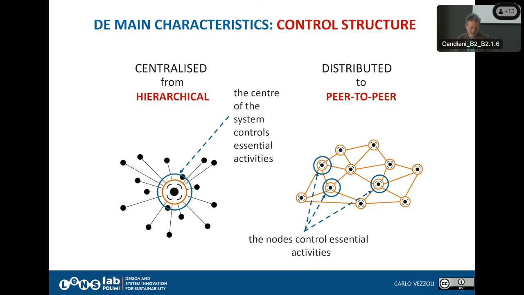Nevertheless, we move from a hierarchical control structure to a peer-to-peer one, where the nodes, meaning me having the solar panel on the roof of my house, can control this, or if I'm harvesting water, collecting it from the rain, or doing something else, okay? So we move from hierarchical to peer-to-peer.